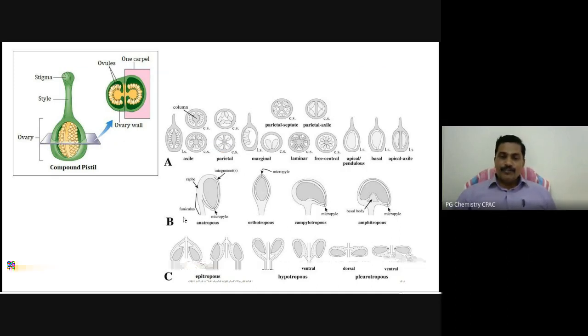The ovule is present in the locule in different directions. So there are different types of ovule, which we'll discuss in later portions. We have a separate chapter, that is embryology. In that we'll discuss this ovule arrangement.